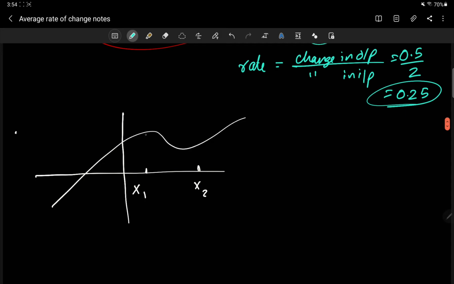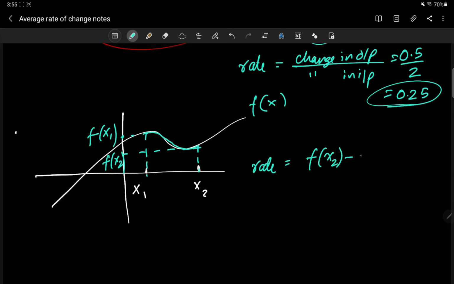So for example, here between x1 and x2, it is constant, decreases and increases. So the average is going to look like, if this is a function f of x, then in general, if my input is x1, this output by our function notation is f of x1 and this is f of x2. So the rate is going to be f of x2 minus f of x1 over x2 minus x1.